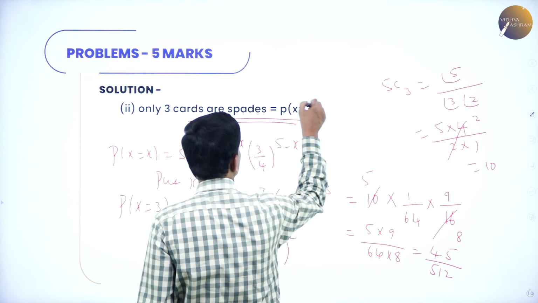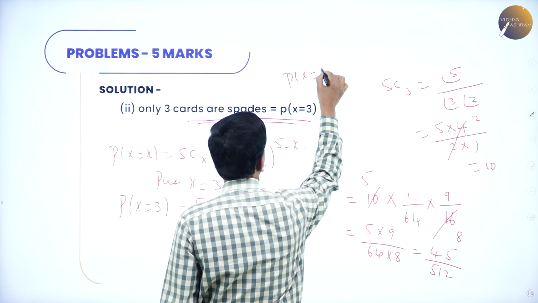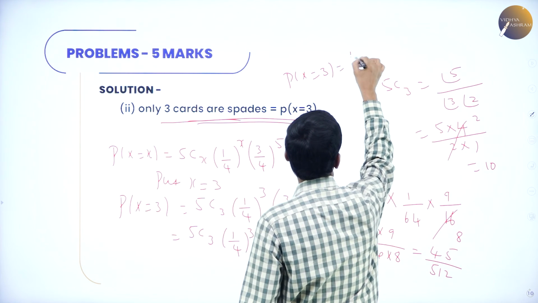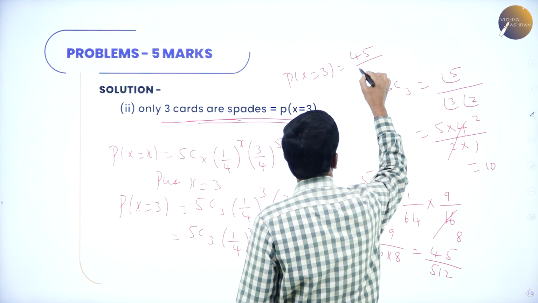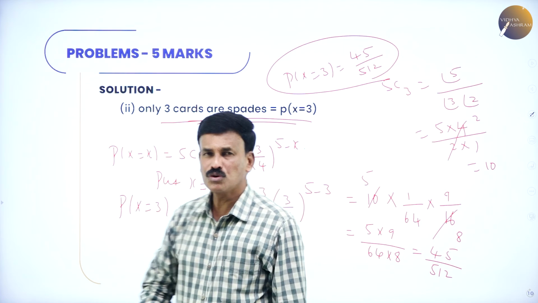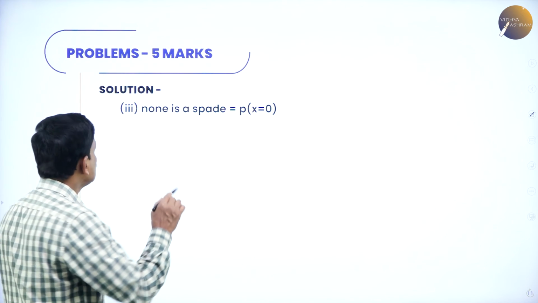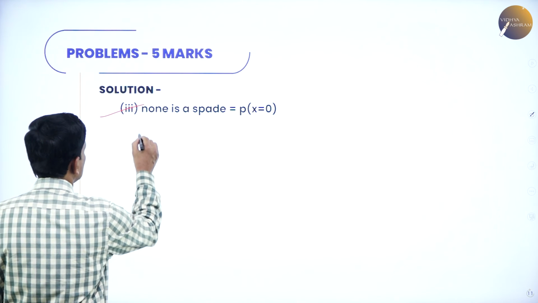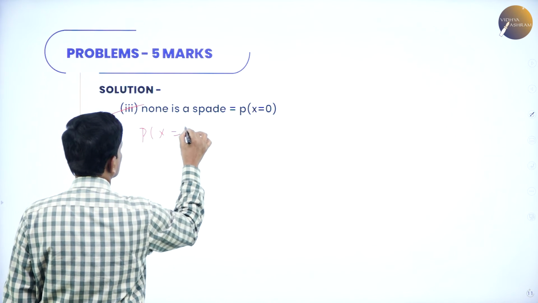Therefore the probability of x is equal to 3, that means only 3 cards are spades, is given by 45 divided by 512. This is the second answer. Hope you followed. Come to case 3. In case 3, none is a spade, which means probability of x is equal to 0.